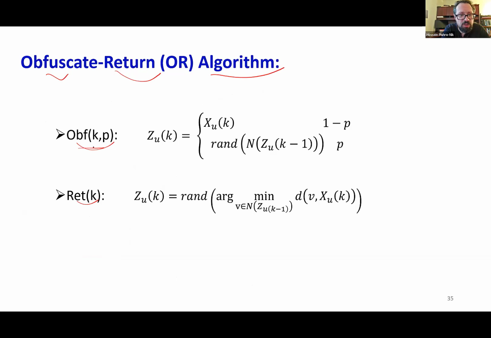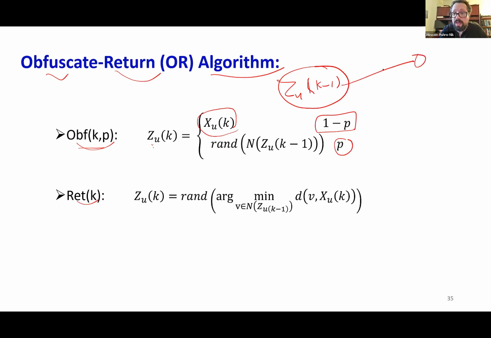So the obfuscation operation is very simple. Essentially, if you are reporting a value after Z_U of K minus 1, with probability 1 minus P, maybe with probability 95%, you don't do anything, you don't obfuscate, you report the real data. With probability 5%, for example, you choose one of the random neighbors of the previous value, right? And these are neighbors, so you don't break your constraint to be on the graph.